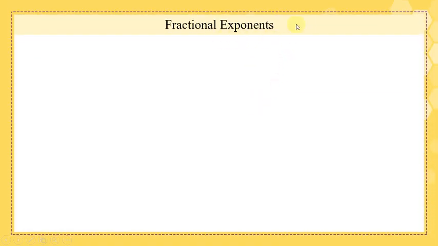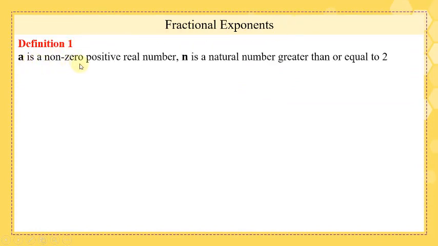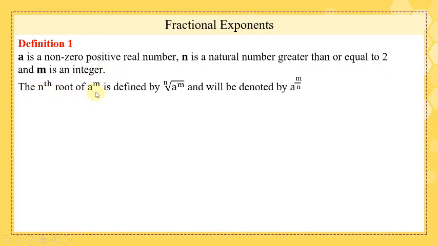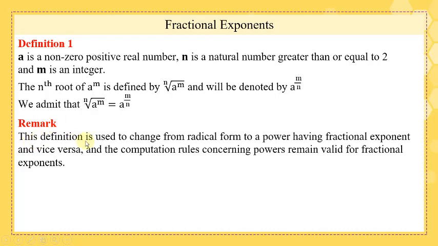Fractional exponents. Definition: a is a non-zero positive real number, n is a natural number greater than or equal to 2, and m is an integer. The nth root of a to the power m is defined by nth root of a to the power m and will be denoted by a to the power m over n. We admit that nth root of a to the power m is equal to a to the power m over n. Remark: this definition is used to change from radical form to a power having fractional exponent and vice versa, and the computation rules concerning powers remain valid for fractional exponents.